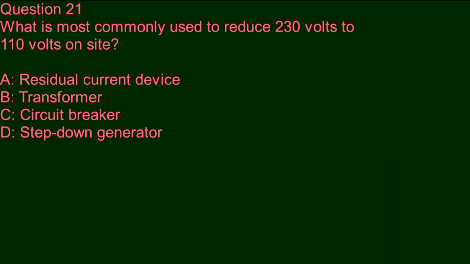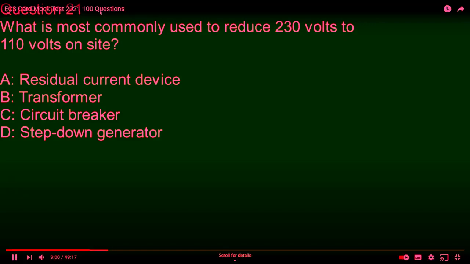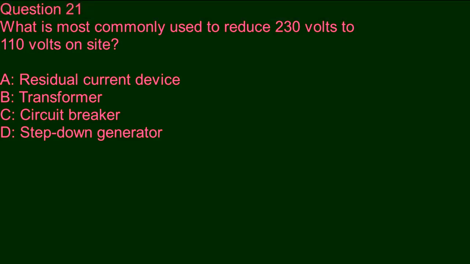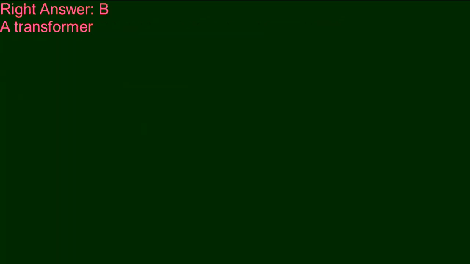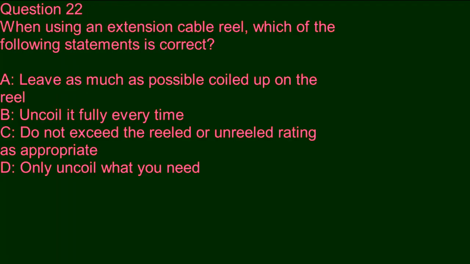Question 21. What is most commonly used to reduce 230 volts to 110 volts on site? A. Residual current device. B. Transformer. C. Circuit breaker. D. Step-down generator. Right answer, B. A transformer.